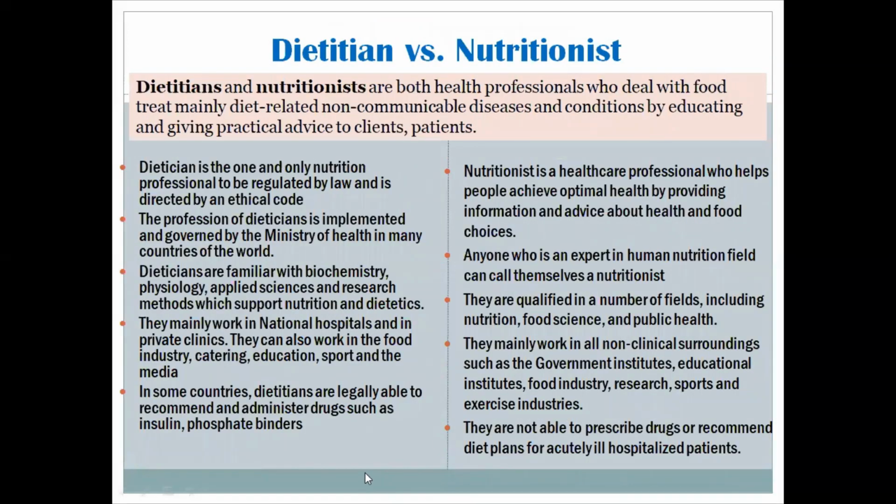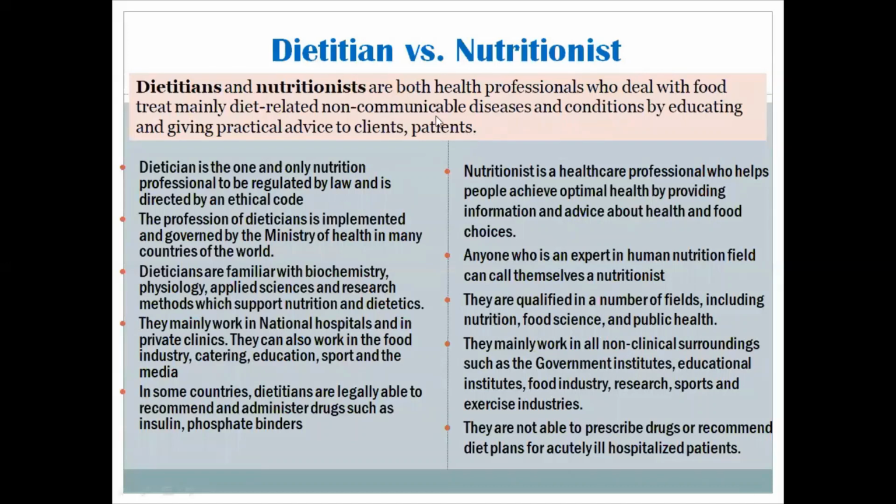Now we have another term, dietitian and the nutritionist. Sometimes we get confused and we use them interchangeably. So dietitians and nutritionists are both health professionals who deal with food, treating mainly diet-related non-communicable diseases and conditions by educating and giving practical advice to the clients and patients.